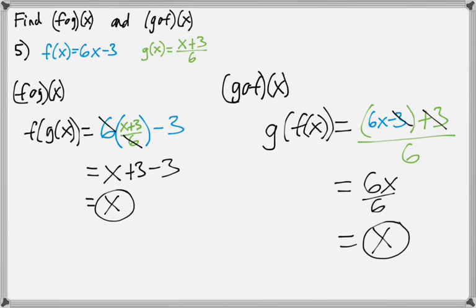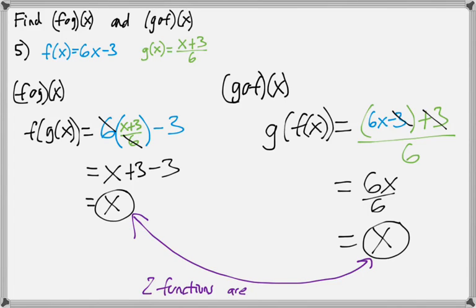This leads into another topic, which is inverse functions. Whenever this happens, it's a special thing. If you get x for both your f of g and your g of f, then your two functions are inverses of each other. And that's going to be our next topic in this section.